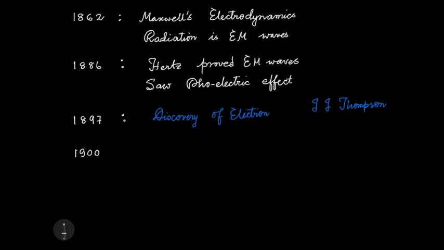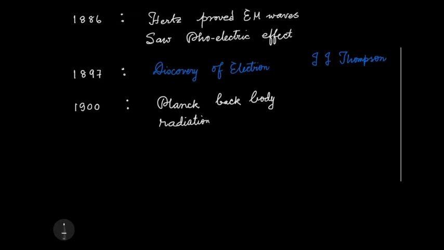Back to radiation, 1900, explaining black body radiation, Max Planck. So he had to assume that the energy exchange between the atomic oscillators and the radiation inside the black body cavity was happening in discrete steps of h times nu.